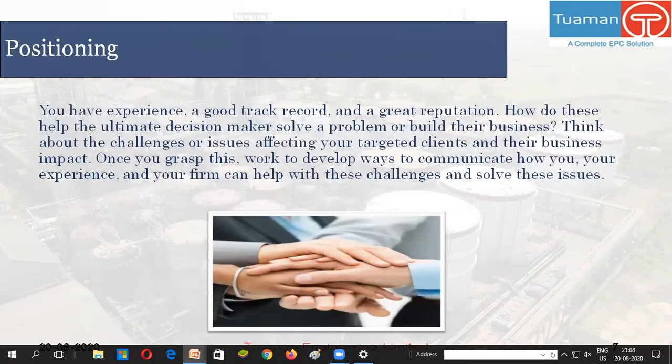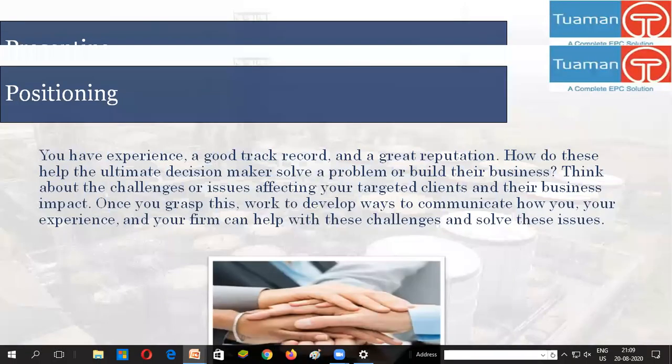Positioning: you have experience, a good track record, and a great reputation. How do these help the ultimate decision maker solve a problem or build their business? Think about the challenges or issues affecting your targeted client and their business impact. Once you grasp this, work to develop ways to communicate how your experience and your firm can help with these challenges and solve these issues.